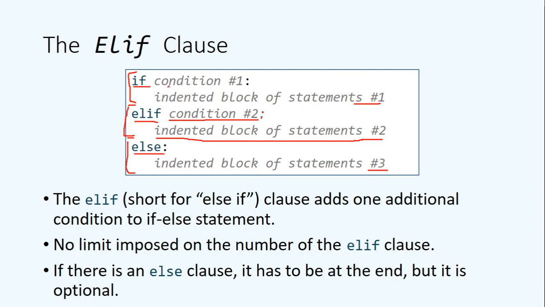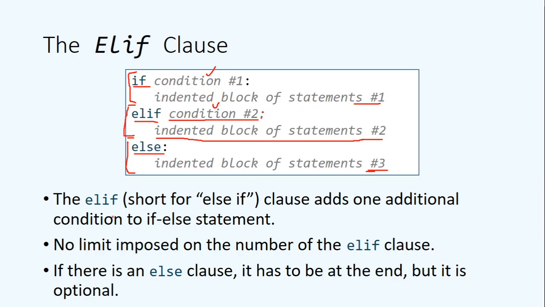Now, in the situation where you have more than two conditions, the else statement really means that none of the conditions mentioned before is true. So you will only execute this third block of statements when condition 1 and also condition 2 are not true. When both of these are not true, then the else block will be executed.